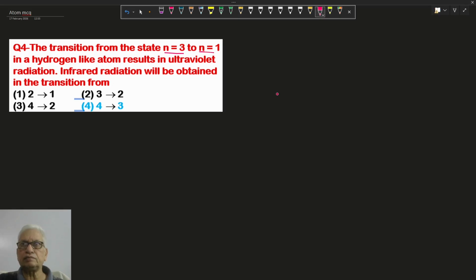which means higher to lower, so it is an emission spectrum. In the hydrogen atom, this results in ultraviolet radiation. Ultraviolet radiation means n equal to 3 to n equal to 1. It is higher to lower, but n equal to 1, so it is the Lyman series.